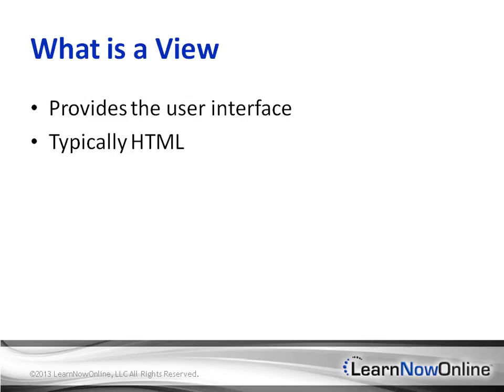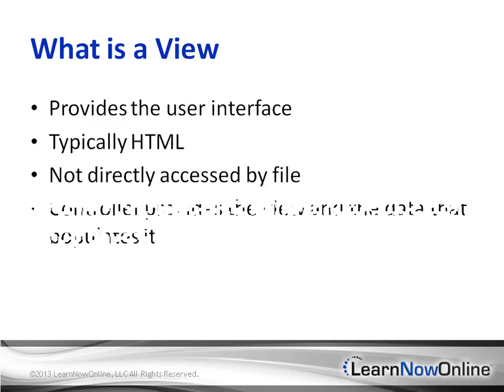Typically, these are HTML. One thing to keep in mind is that these views are not directly accessed by files. This is a huge difference between, say, MVC and web forms. The URL does not look for a file on the server and pull it up. The URL gets passed to a controller, which fires an action, and that action looks for the appropriate view to serve up. So even though views are files, we are not directly accessing those files from the web server. The controller is going to provide the view, and it's going to provide the data in the form of the model that's going to populate that view.